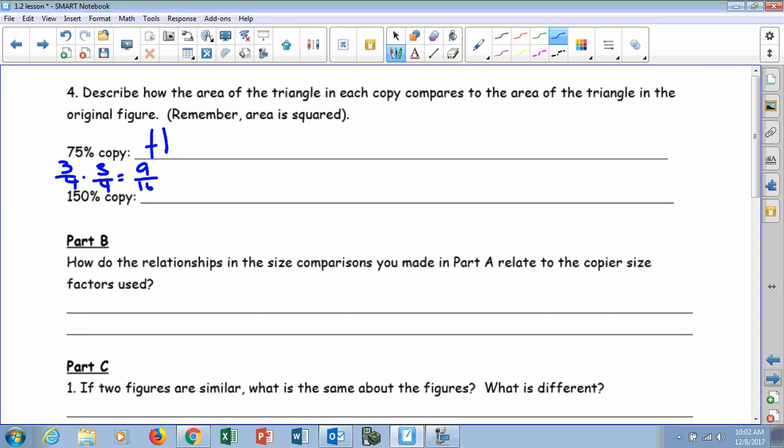So the new area of the 75% figure, let's just finish this up. We'll wrap this up on Monday. It's 9/16 the size.